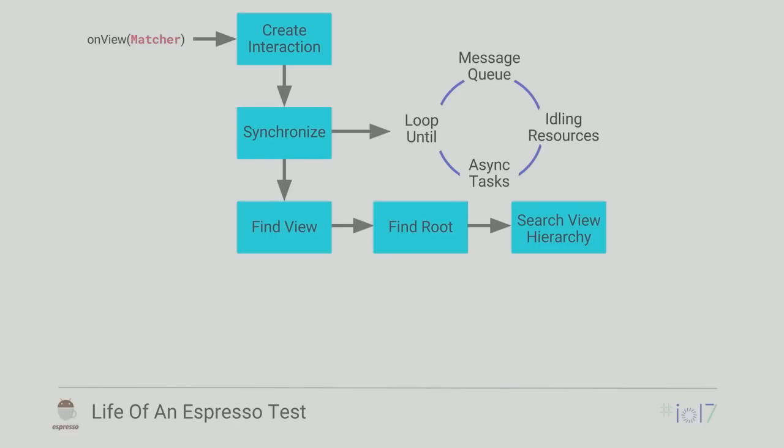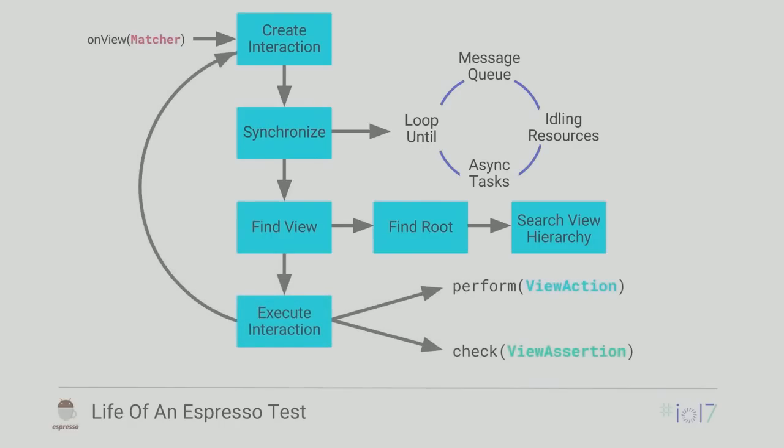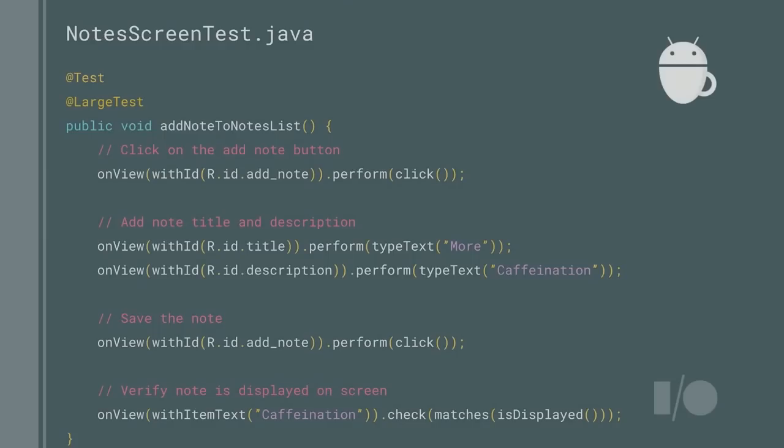Then we're going to traverse the view hierarchy and find the view that matches your matcher. Once we have the view, we're going to perform a view action or a view assertion. And this is great. So now let's circle back to the test that we showed you in the beginning and have a closer look now that we know how Espresso works. In the first line, as you may remember, we tried to click on the Add Note button. Here we're just going to use a withId matcher, which is a simple matcher that matches a view in the view hierarchy according to its ID.